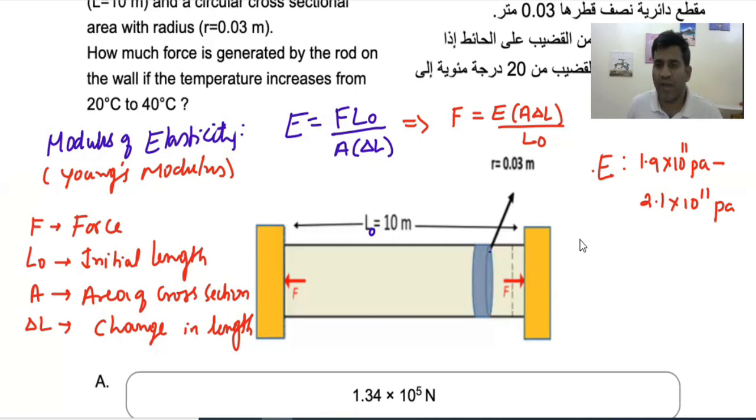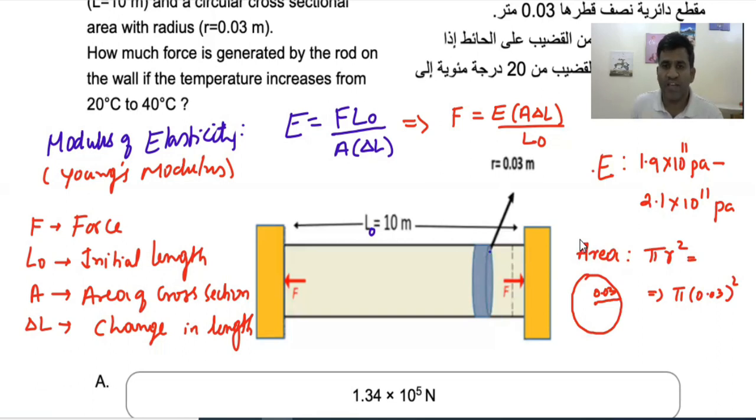I can calculate the value of A, that is the area. If I represent that cross section, it simply looks like a circle, the front side of it, with a certain radius of 0.03. And what is the area of a circle? Area of a circle is pi r squared. Substituting the value, this will be written as pi times 0.03 squared. So I know the area now. I know the initial length, which has been given to us as 10 meters.